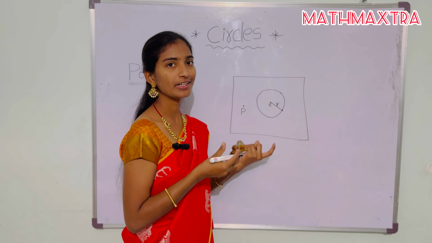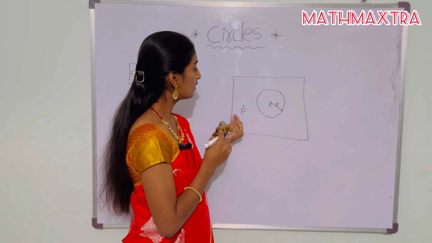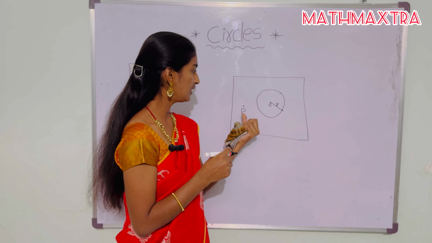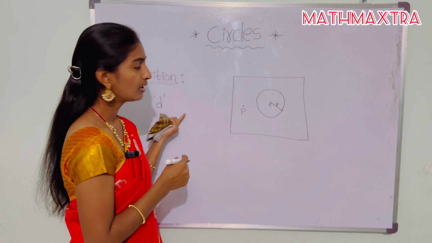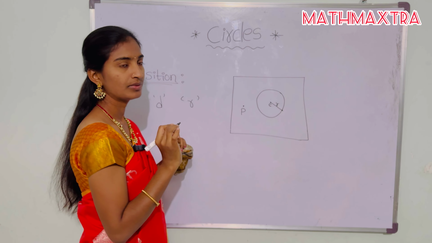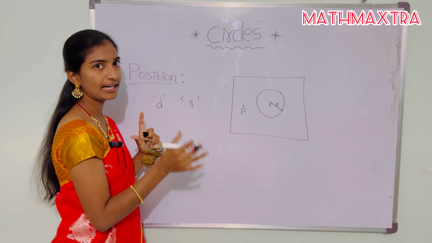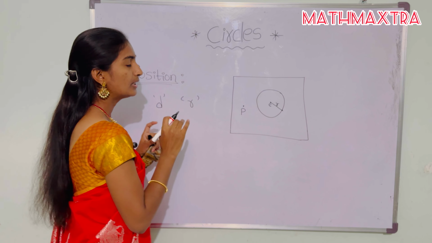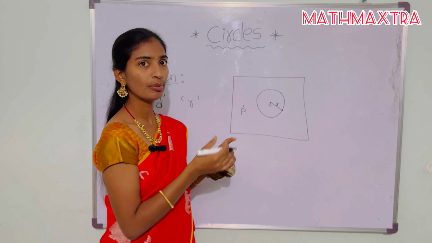We don't know where we consider the point. So whatever may be the position of the point, we are defining the distance between the point and center of the circle as D. And R is nothing but the radius of the circle. So we have a relation between the radius and the distance between the point and center. Depending upon that, we are deciding the position of the point.